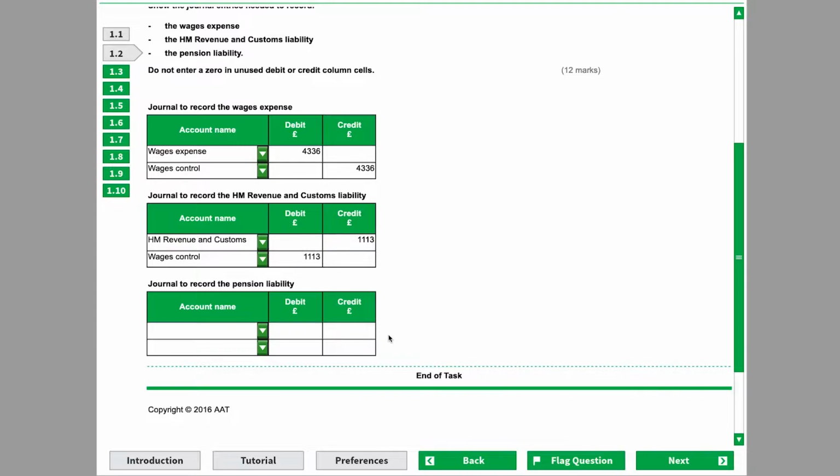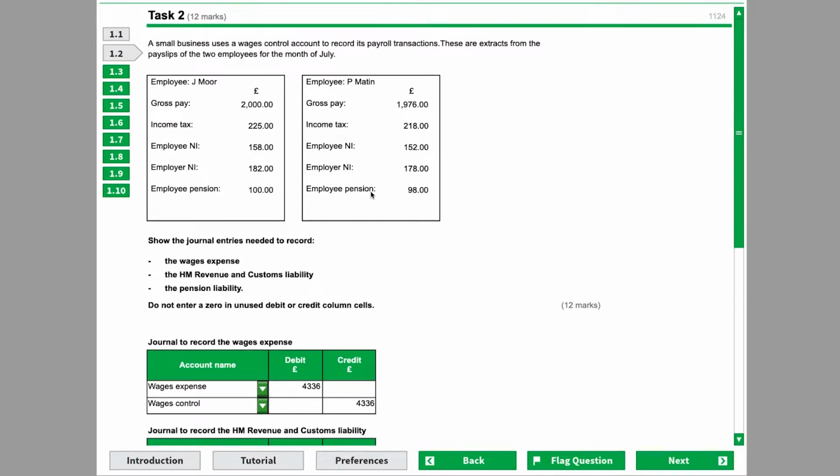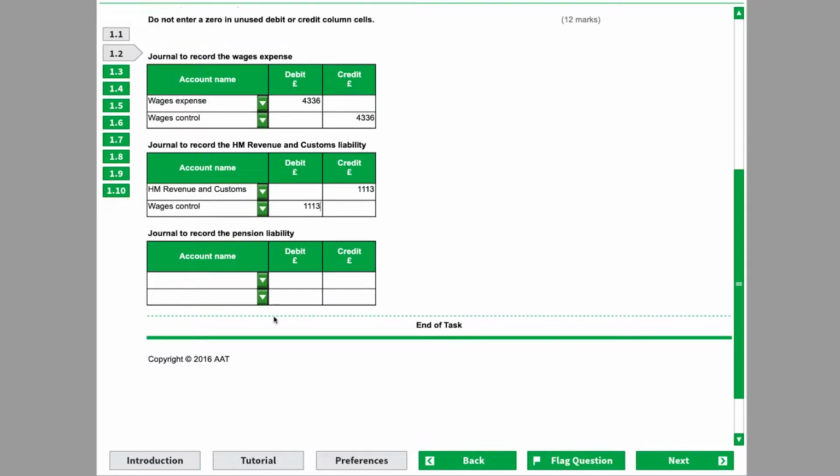So the pension liability will include the employee's pension. Now, just a side note here, if there was an employer's pension as well, we would need to add that in. But because we've only got the employee pension, all we would do is add the 2 together. So it would be the 100 plus the 98 to give us a total of 198. And we can record that as, hopefully we have a pension one, yes we do, and the wages control.